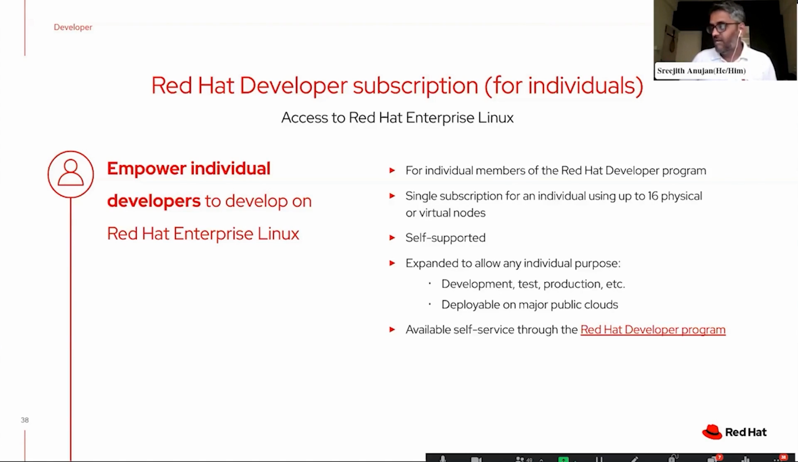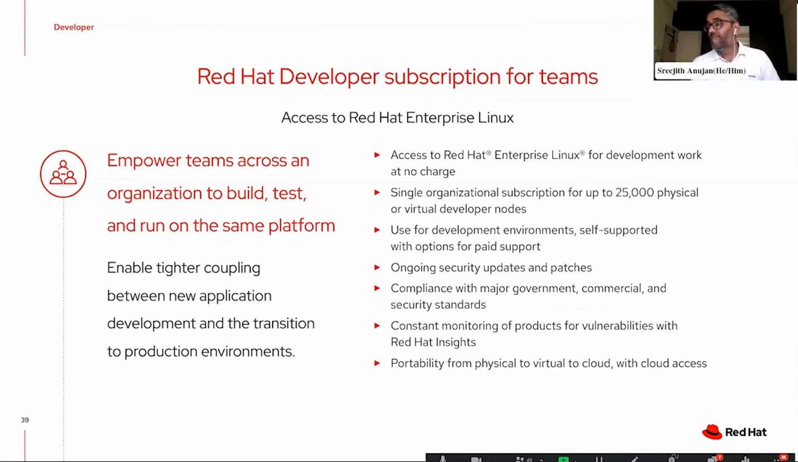Why I'm sharing it here? It is free and you can use it in the next minute. Now, you also have a Red Hat subscription for Teams. Again, this is for development activity at no charge. You have it for a single organization up to 25K physical or virtual developer nodes. It is self-supported. So Sanjay, I see your question right now. From a support perspective, it is self-supported. While I say it is self-supported, if you raise a bug, obviously if it is a genuine bug which affects other production systems, we will acknowledge your bug report and make sure that bug will be fixed.